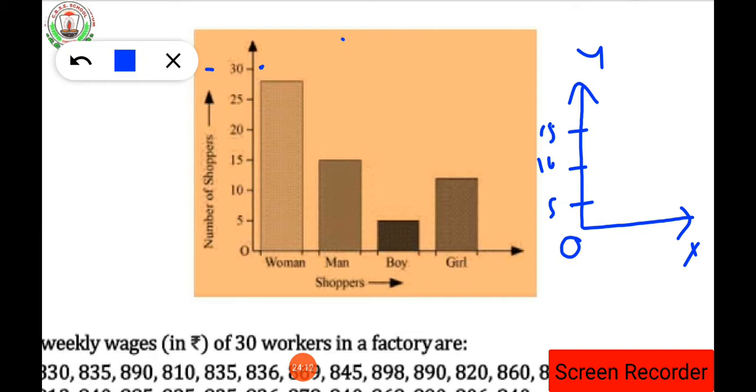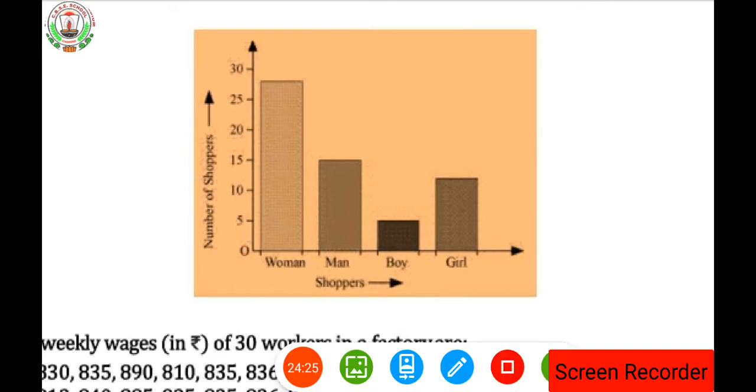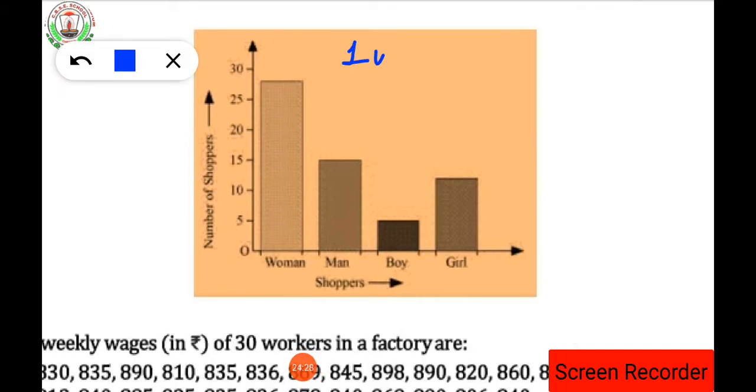Okay. What will be the scale, students? What scale will you take? Scale will be 1 unit is equal to 5 shoppers. Again I will write the unit for you. That is, in the graph you have to write 1 unit is equal to 5 shoppers. That means one unit is equal to 5 shoppers. Shopper means the number of persons who are coming to the shop to get materials from the shop, isn't it? So this you have to write in your copy.